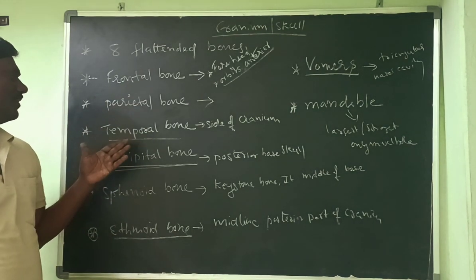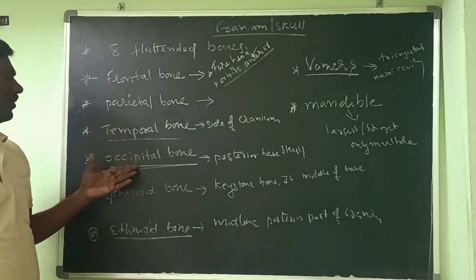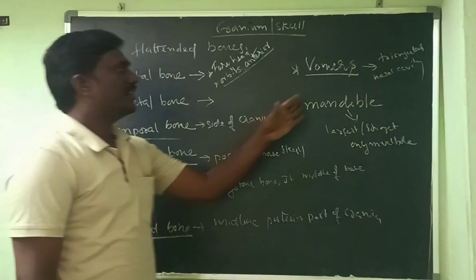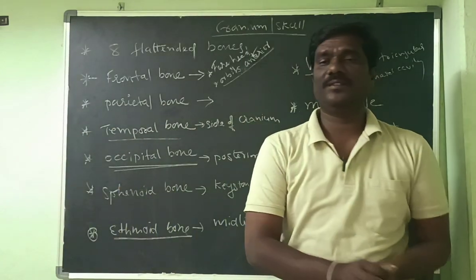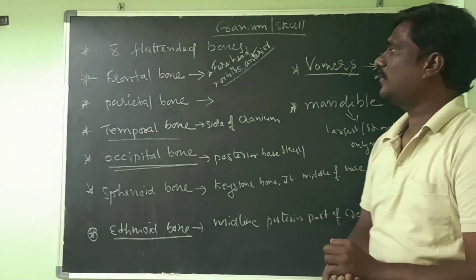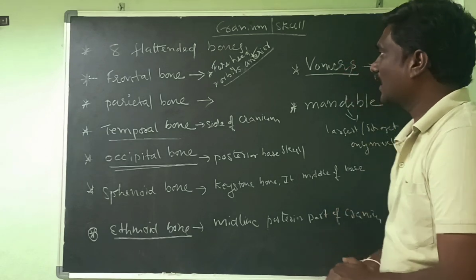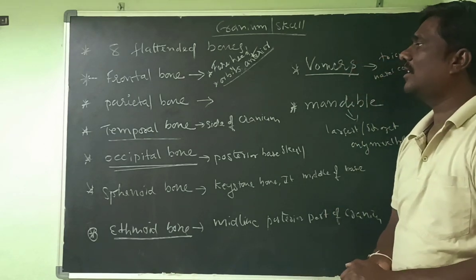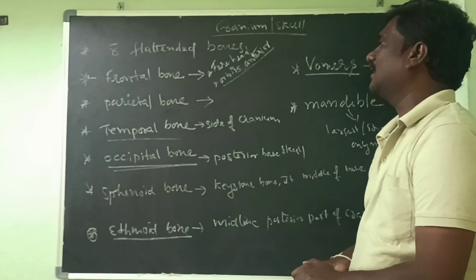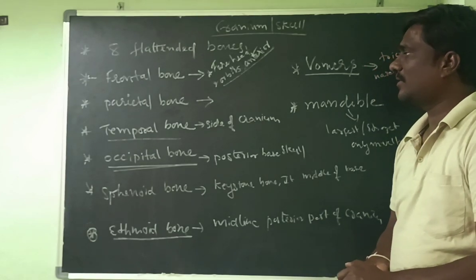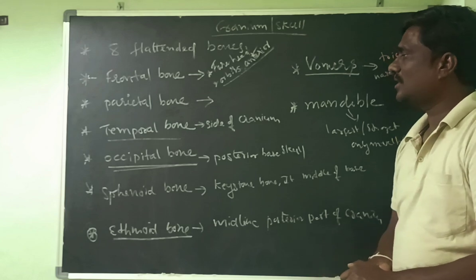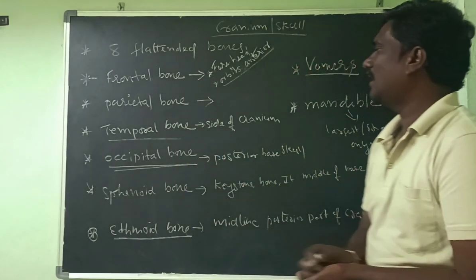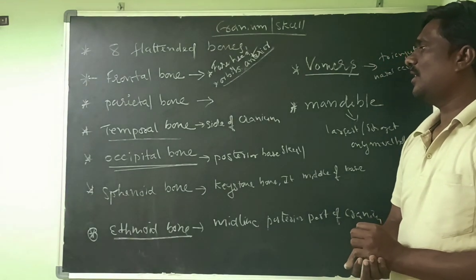Eight flattened bones are present: frontal bone, parietal bone, temporal bone, occipital bone, sphenoid and ethmoid, and vomer and mandible. The frontal bone forms the anterior part of our skull, the forehead, and all the orbits which are present anteriorly. Parietal bones form the upper parts of our skull. Most of the sides are formed by the temporal bones, which accommodate the temporal lobes.